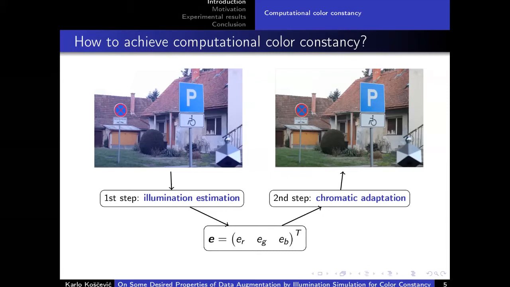Once we obtain these illumination vectors, we use them in the second step, the chromatic adaptation step, where we are actually dividing out the illumination from the image. We do that by the operation of division. For each color channel, we are dividing all of the pixels in that channel by the estimation which corresponds to that color channel. So all of the pixels in the red channel are divided by the estimation for the red channel, and the same for the green and blue channels.